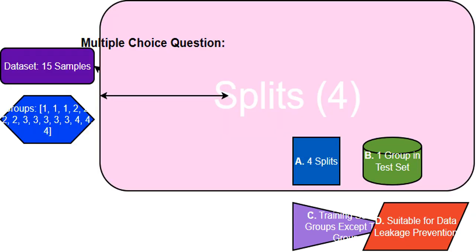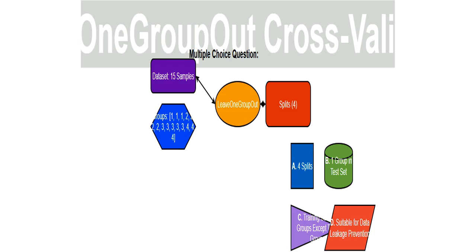Because I have 4 unique groups, LeaveOneGroupOut will create 4 different splits of my data. In each split, one entire group will be held out as the test set. I have a total of 15 data points to work with. It's the total data points I want to split into test and training sets while avoiding data leakage.